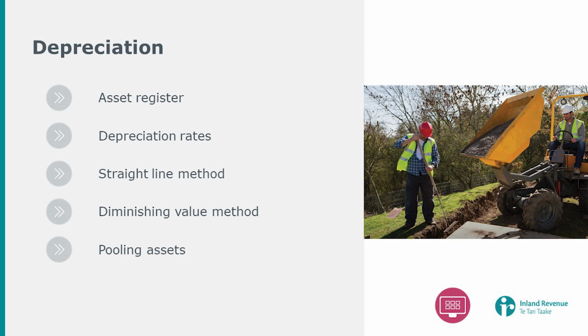Pooling refers to grouping a number of assets together to do one depreciation calculation instead of a calculation for each asset. Each asset must have a value of $5,000 or less, and you must use the diminishing value method. Also, if the assets you pool or group together have different depreciation rates, you must use the lowest rate for all of the assets in the pool. As I said earlier, depreciation can seem complex. Simply search depreciation on our website.